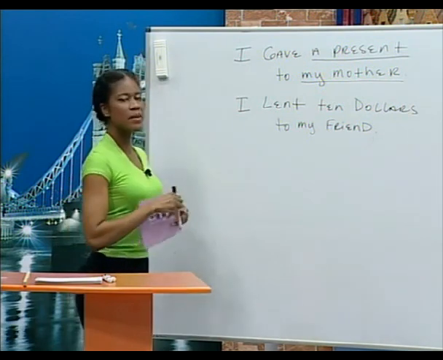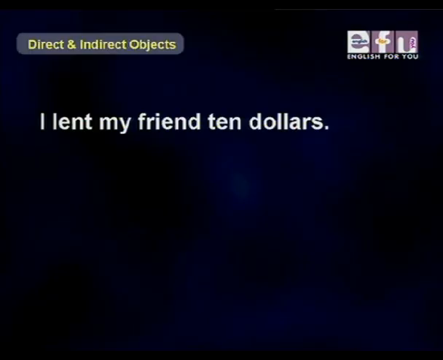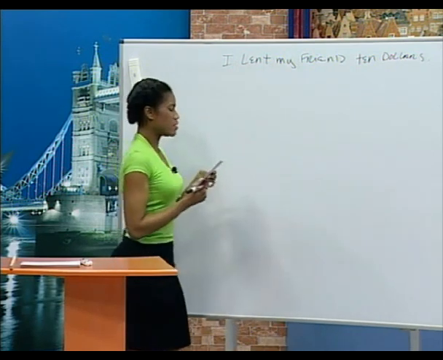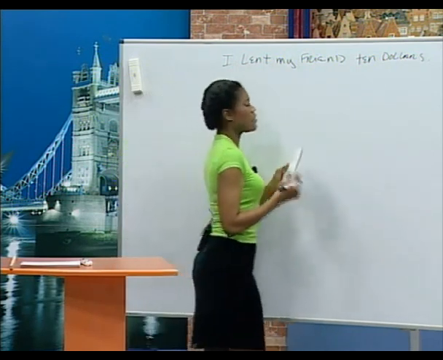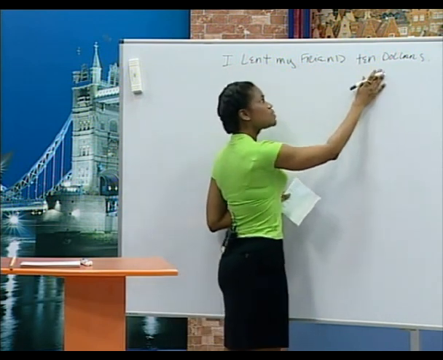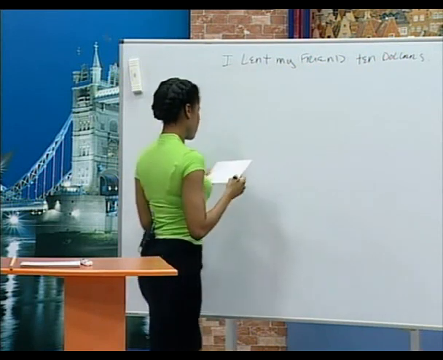We can also make the same sentences a different way. Okay, look at these sentences. I lent my friend $10. What's different? There is no to. And the places of the direct object and the indirect object have changed, right?